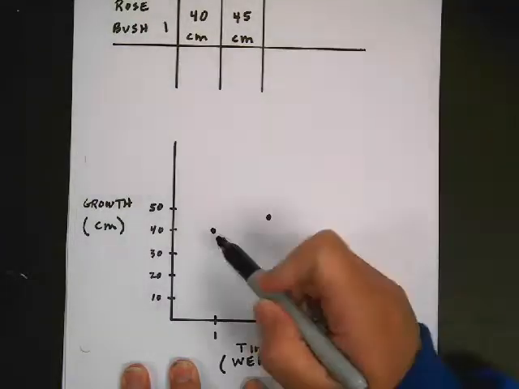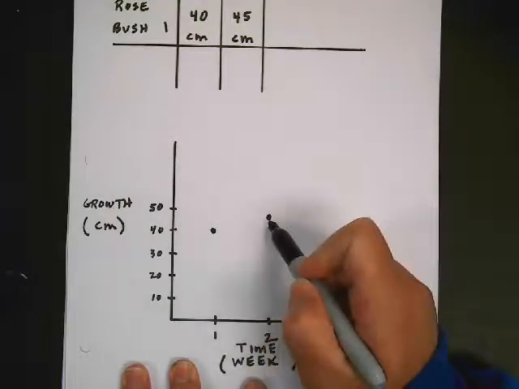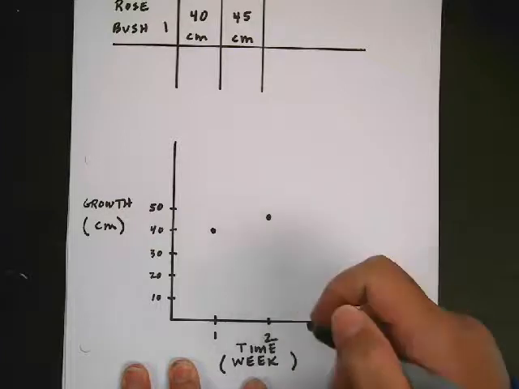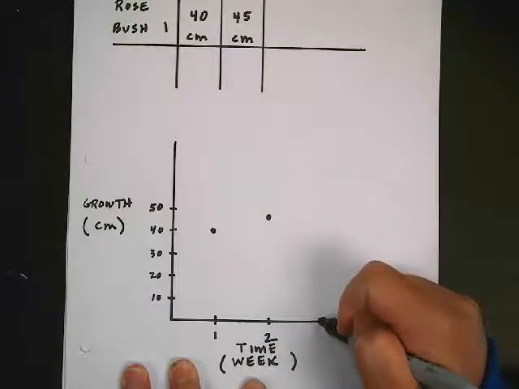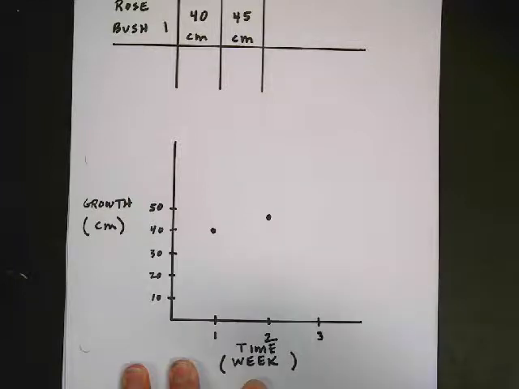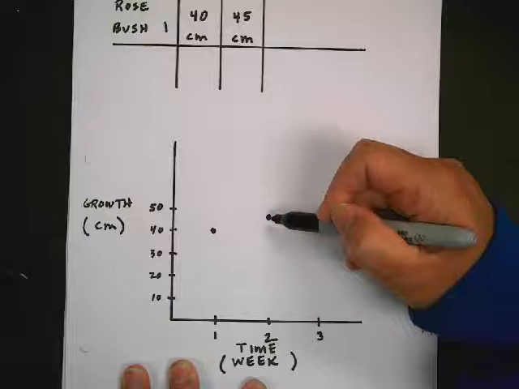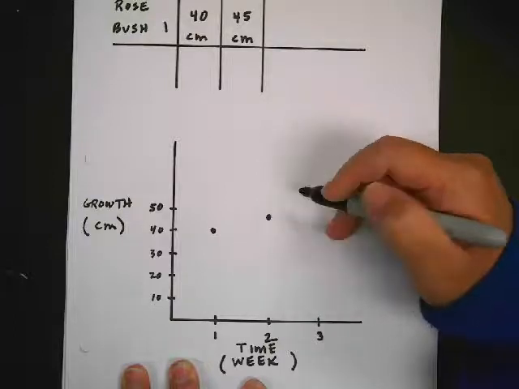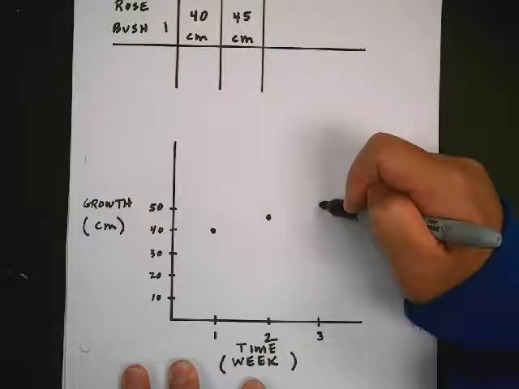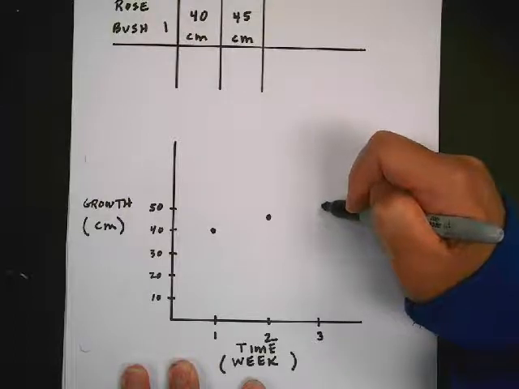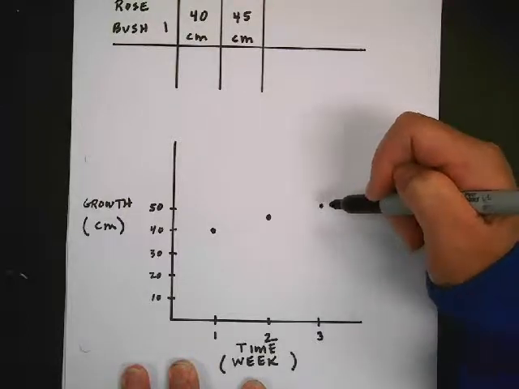In between the 2 weeks, our rose bush grew 5 centimeters. So if we go out in time to say next week, week 3, if this were linear growth, we would expect in 1 week's time for it to grow an additional 5 centimeters. So my prediction is that next week it will be 50 centimeters wide.